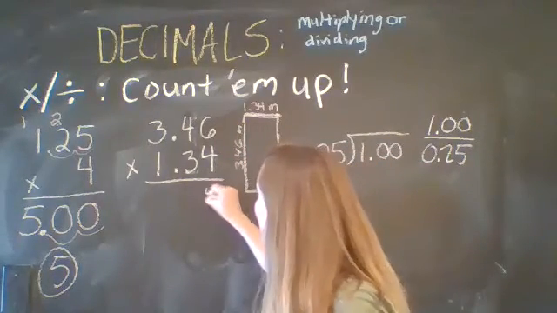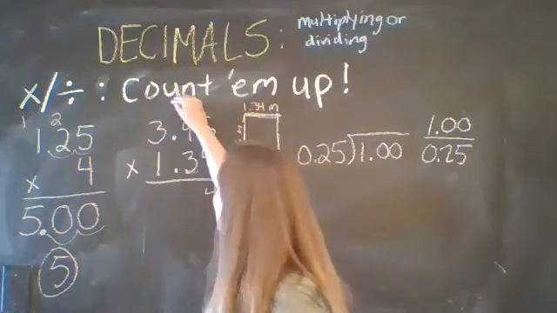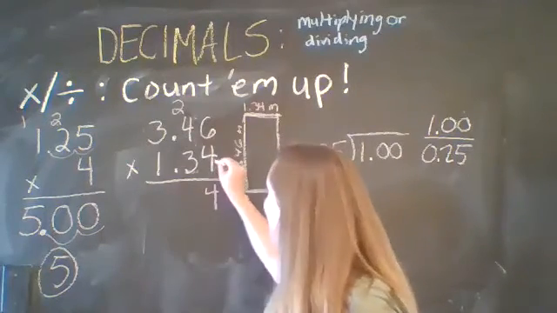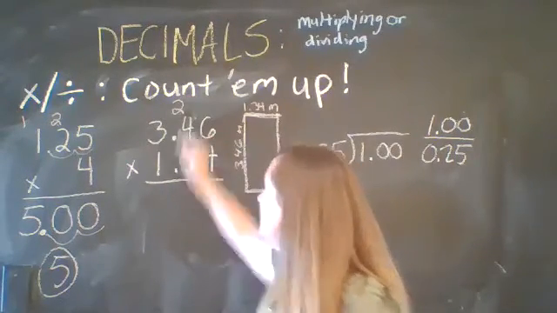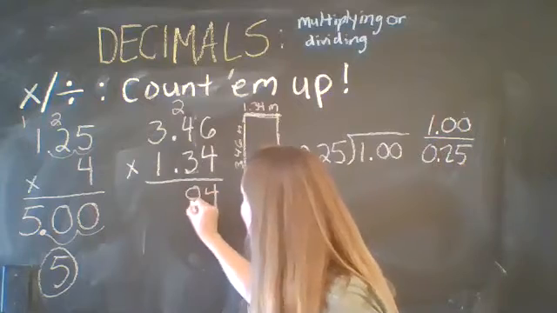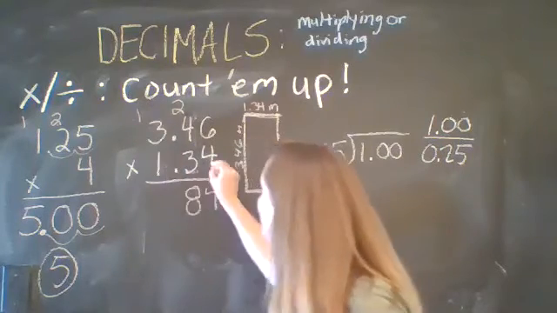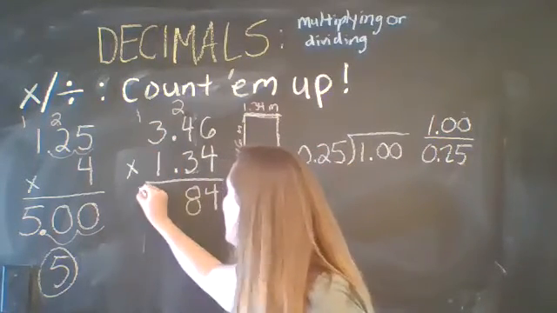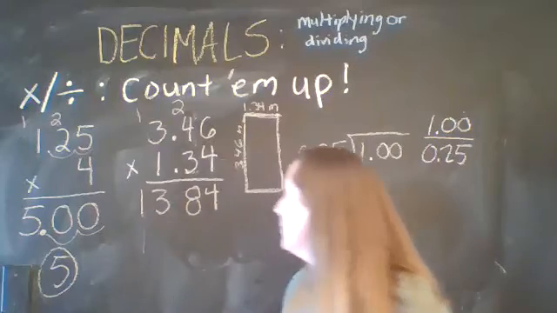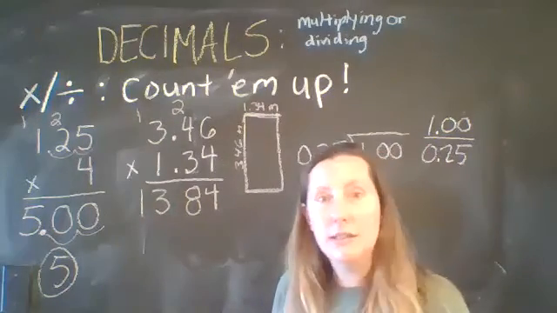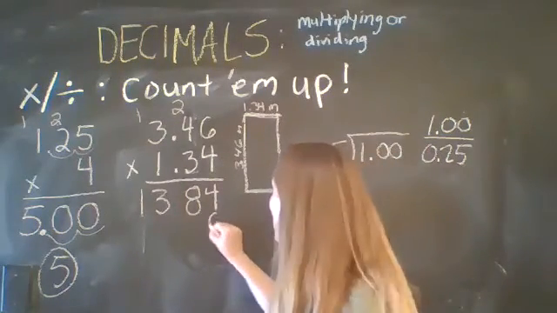6 times 4 is 24. I regroup this 2, right? 4 times 4, 16, 17, 18. Okay. Then I regroup this 1. 3 times 4 is 12, plus 1 is 13. Okay. We're not there yet. We've got a little bit more to go, right?